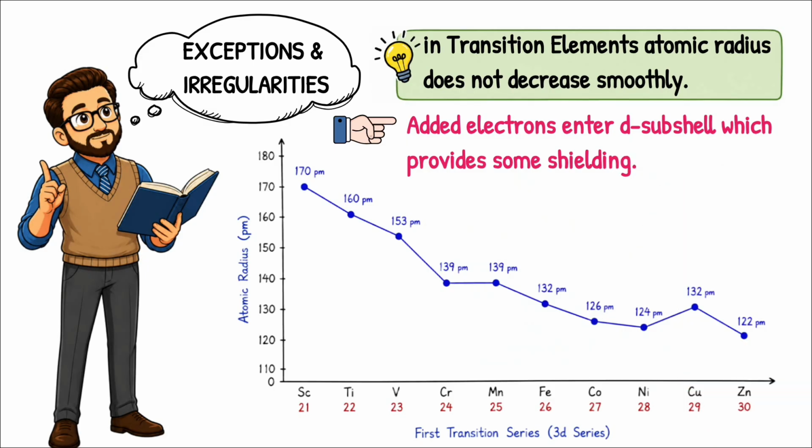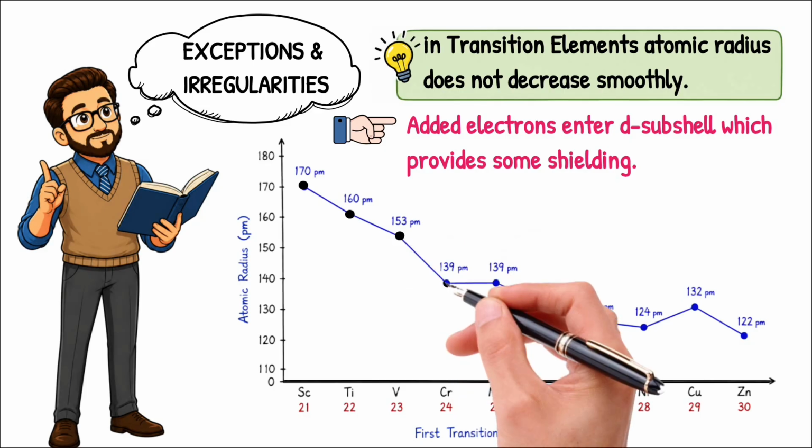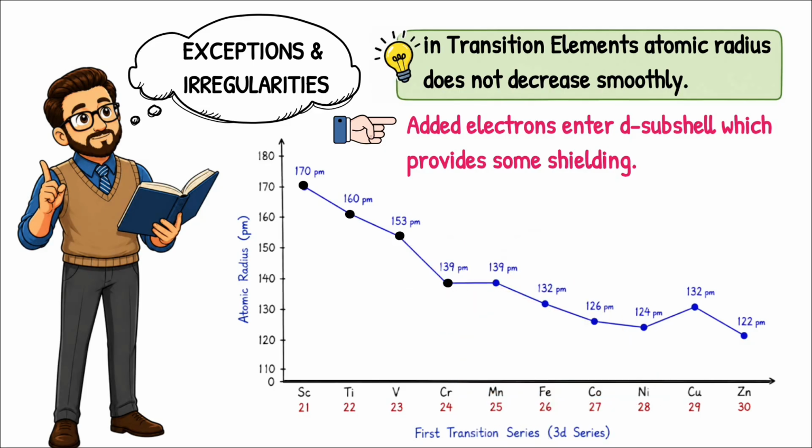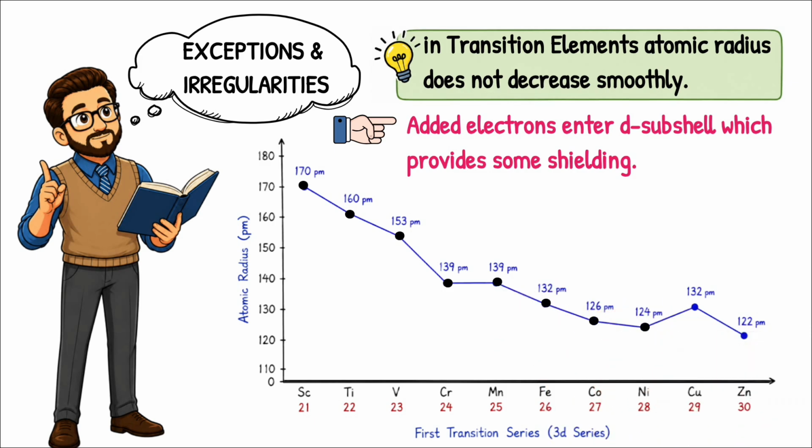For example, as we move in the first transition series from scandium to zinc. At the beginning, the atomic radius decreases more noticeably. From scandium to chromium, it decreases from about 170 pm to 139 pm. After that, the decrease becomes much smaller. This is because 3d electrons provide some shielding and reduce the increase in effective nuclear attraction. Near the end, the radius shows a small irregular change, especially around copper and zinc.